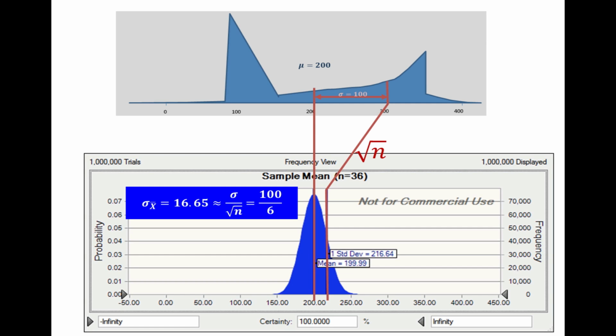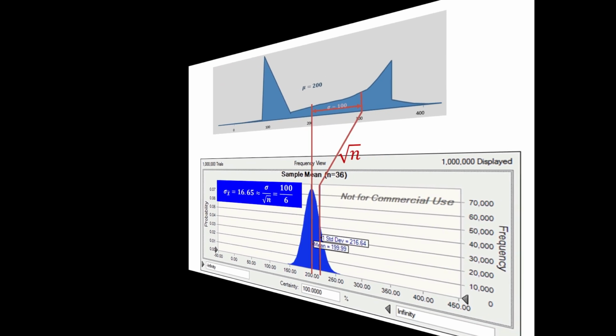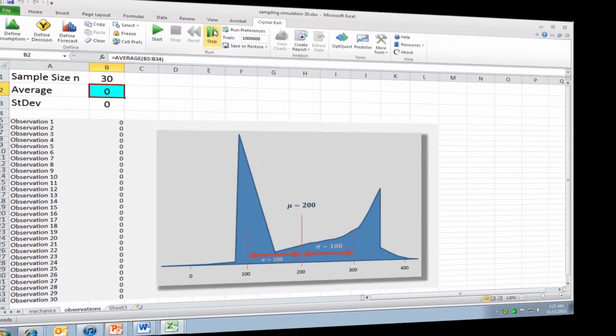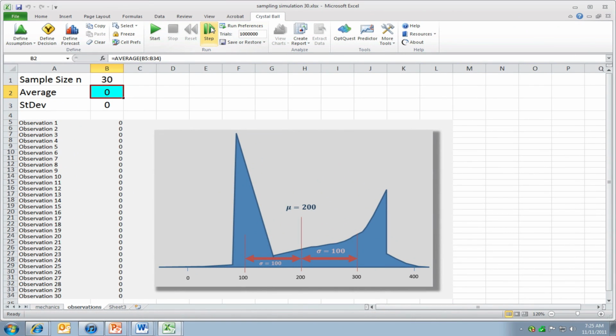The question, of course, is, does this pattern hold for other distributions as well? So let's try this first with the same distribution, but with a different sample size. Let's say sample size n equals 30. So here I have set up the same population distribution in Crystal Ball, but now with a sample size of n equals 30. So let's see what happens.